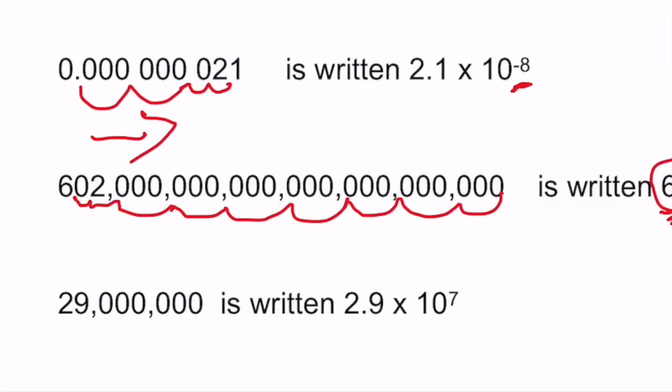Quickly again, we have 29 million. That means you move the decimal place over 1, 2, 3, 4, 5, 6, 7 times to get it non-zero point rest of the numbers. So 2.9 times 10 to the 7th.